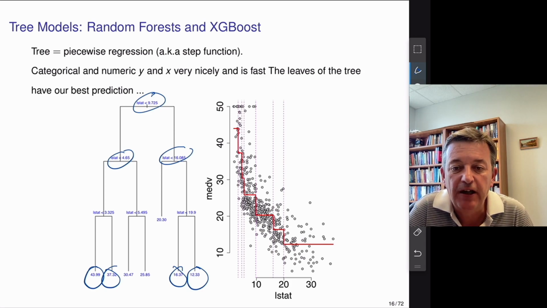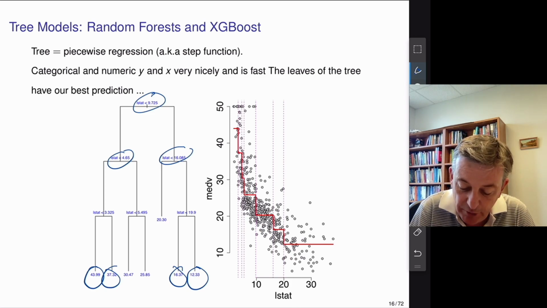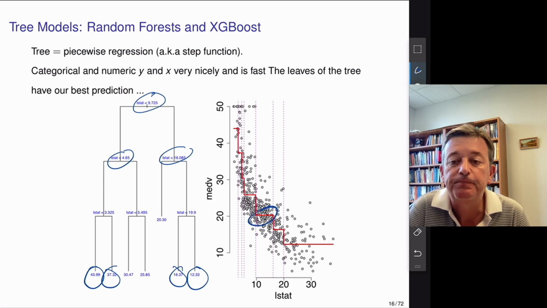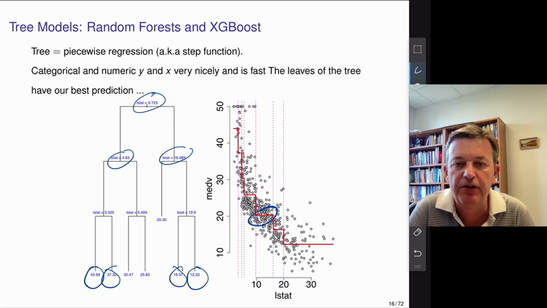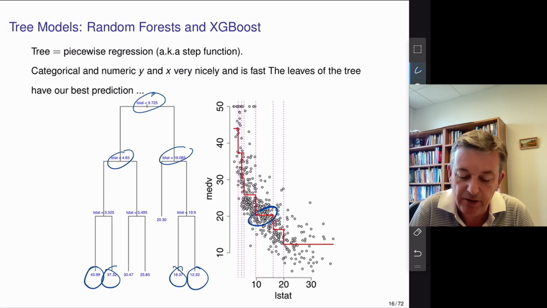So it's essentially cutting up the X space into regions, and then inside a region just fitting a constant model. And again, you can see generalizations of trees where you could fit more than just a constant model at the end of the leaves of the tree.